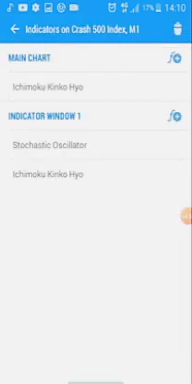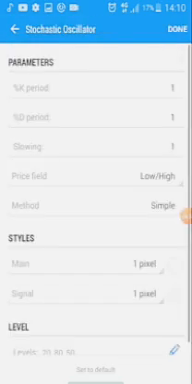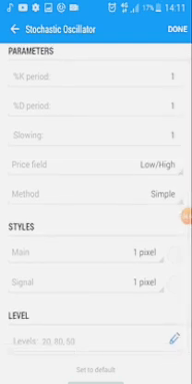Then you go back and then you go to the stochastic. Okay, we set up the stochastic. These are the parameters of the stochastic. Just the way I've done them, that's the way you should do them. Don't do your own thing, guys. On styles, on main and signal, if your background is white, just put the color white. If your background is black, make the styles color black as well. The rest, leave them the way they are. Do them the way I have done them.